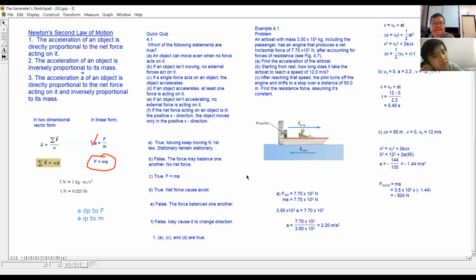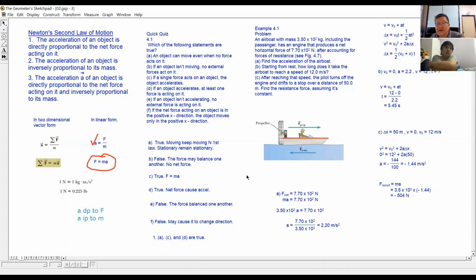You read C. If a single force acts on an object, the object accelerates. This is true. If there's only one force and there's no second force to balance it, there's nothing stopping the object from accelerating. Let's say there's an object, I give it a force, it will move, right? It will move. So why shouldn't it move? It will definitely move if there's a force acting on it.